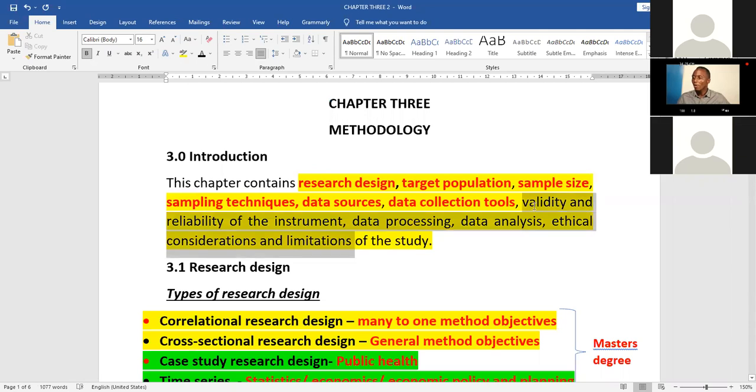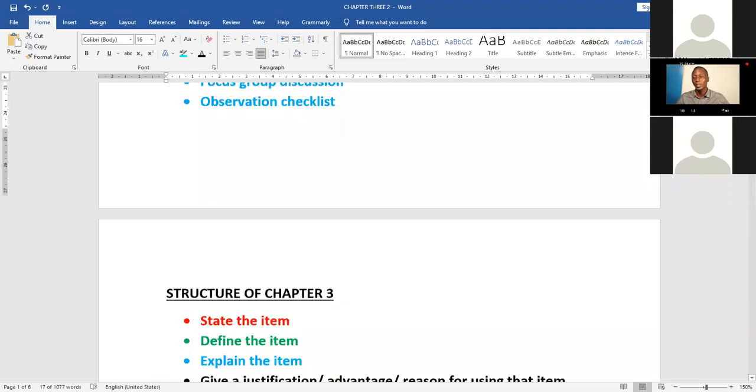Now, starting from here, I want you guys to see this. Starting from validity up to the end here, we are not going to be using the other method. We are not going to be using the method of stating the item, defining the item, explaining the item. No. Why? Because starting from validity up to the end, you are supposed to use the information that I'm going to give you. And where do you get it from? You can get it from other people's dissertation.